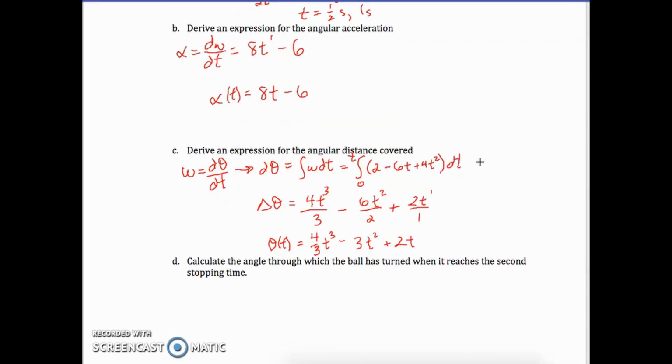All right, how far will the flywheel have, or the ball have spun through when it reaches the second stopping time? So 1 second is the second stopping time, and that angle at 1 second will be 4/3 times 1 cubed minus 3 times 1 squared plus 2 times 1. And that gets us 1/3 of a radian, which to 3 significant figures is 0.333 radians.